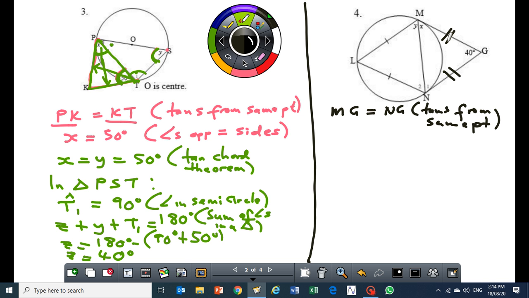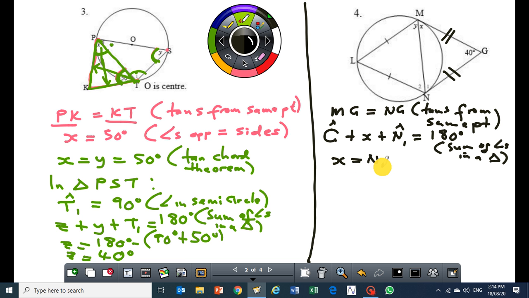Therefore, I can say angle G plus angle X plus angle N1 add up to 180 degrees. Then I'll write here: sum of angles in the triangle. I hope you can see that angle X is equal to angle N1 because they are angles opposite equal sides.